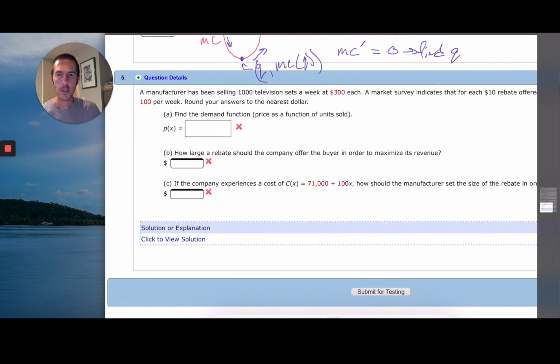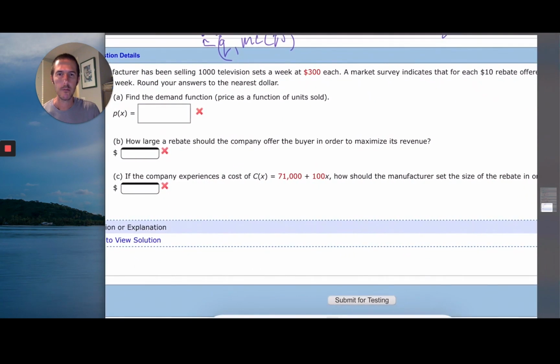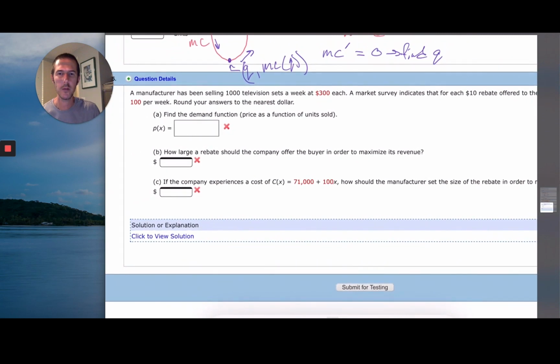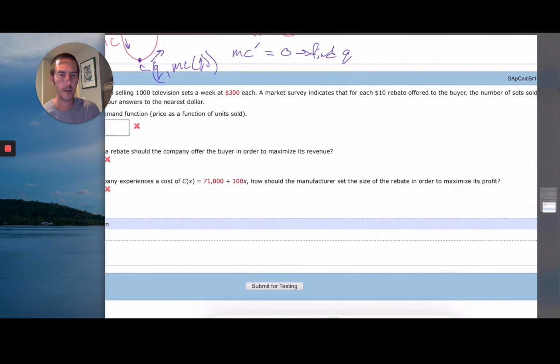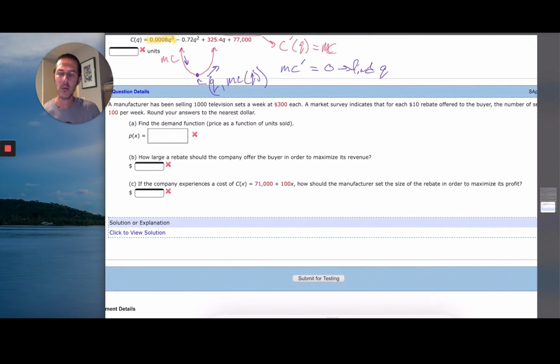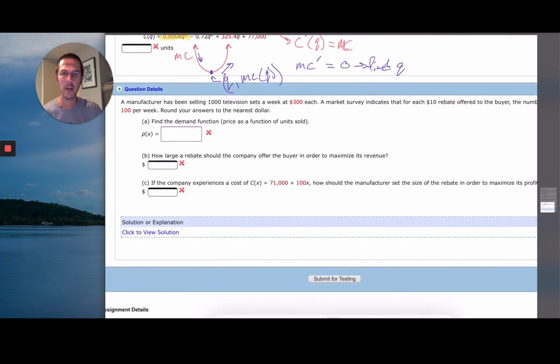And the last question in this homework set is about selling televisions, so we don't have to do that one. It asks, if the company experiences a cost of that rebate, how should the manufacturer set the size of the rebate in order to maximize its profit? I'm going to leave that one to you. We already spent so much time on that in Stewart's notes that I'm going to leave you to fill those in and wrestle with the tail end of that problem.